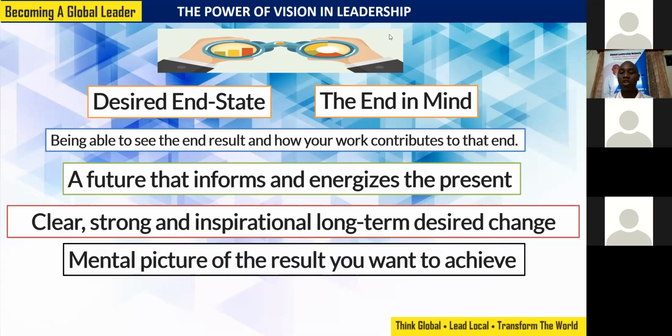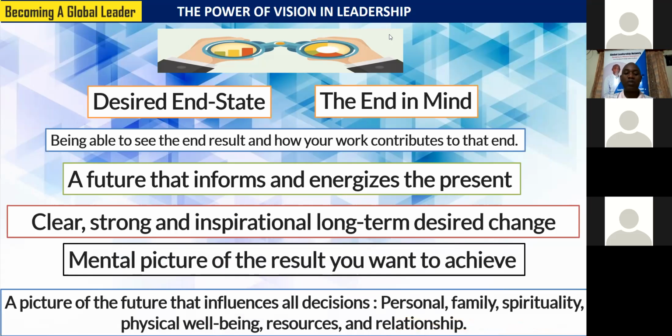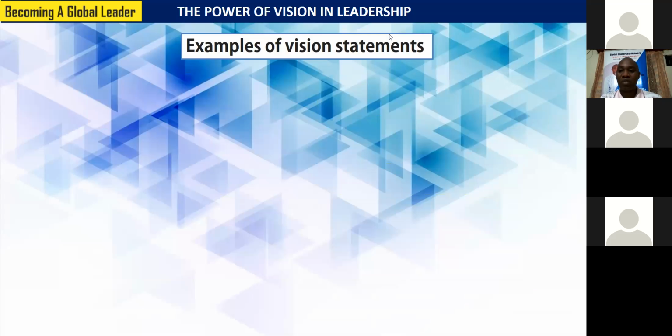Mental picture of the results you want to achieve. A picture of the future that influences all decisions: personal, family, spiritual, physical well-being, resources, and relationship. A picture of the future that influences all decisions. So Vision 2030 for this country, it concentrates everything else. It informs all the decisions, all the projects, and everything is geared toward that. So wherever we are, I know we have a grand plan or a grand vision within the kingdom of God, and all of us are hooking towards that. And we all have our own contribution that we are bringing on board towards achieving that grand plan or that grand vision. So this is just some of the simple definitions of vision.